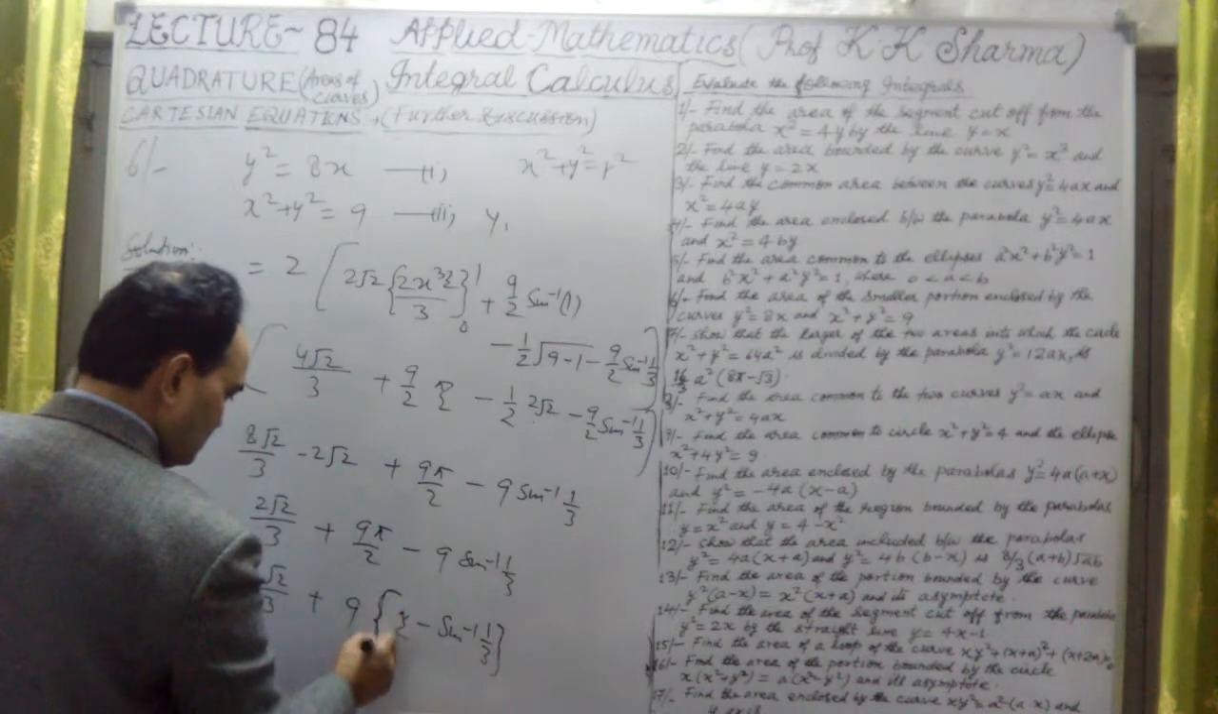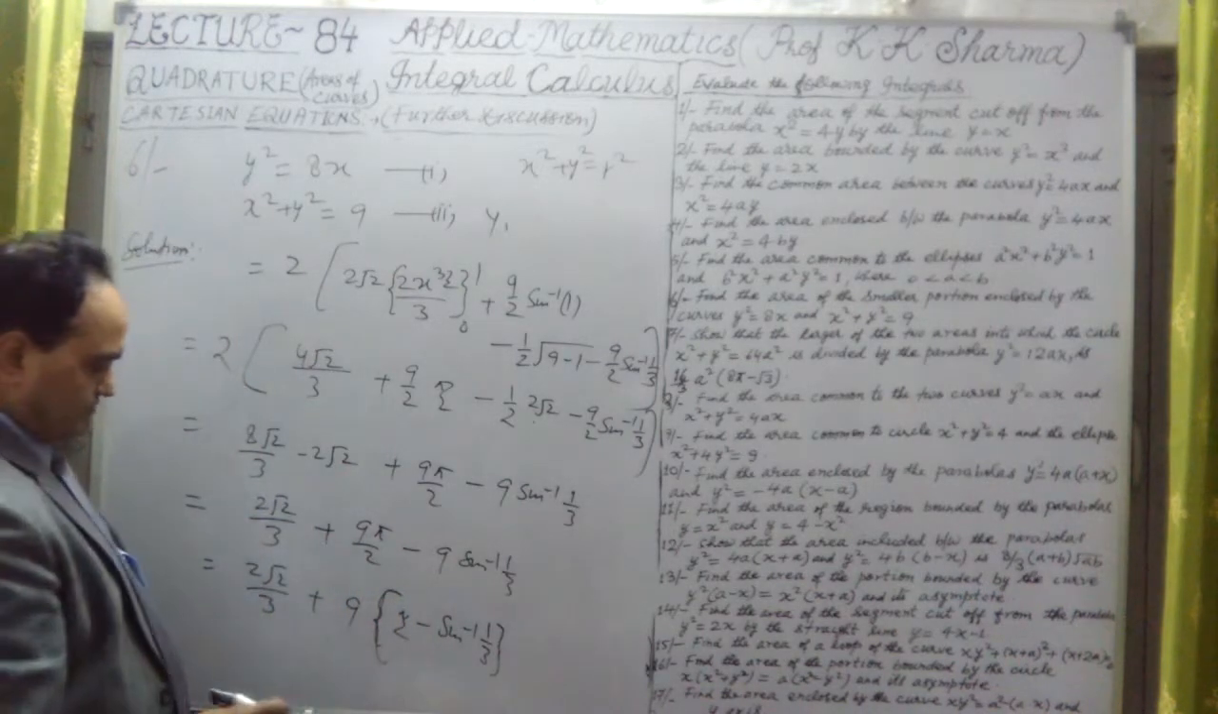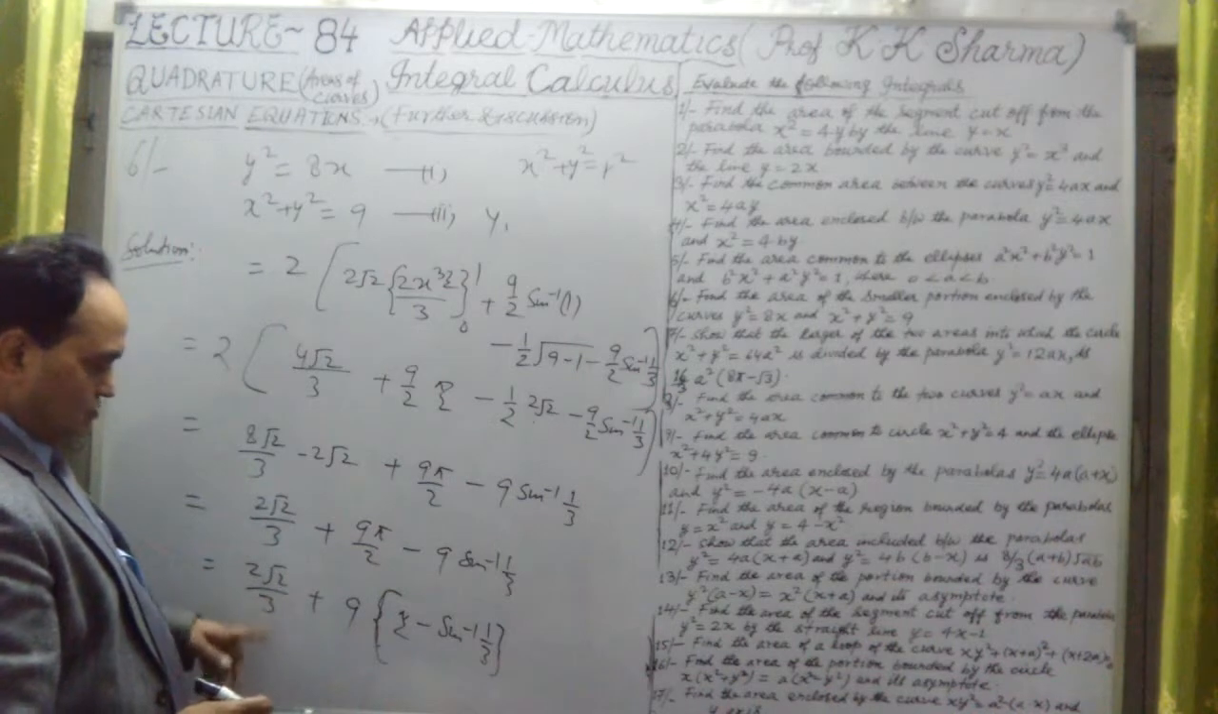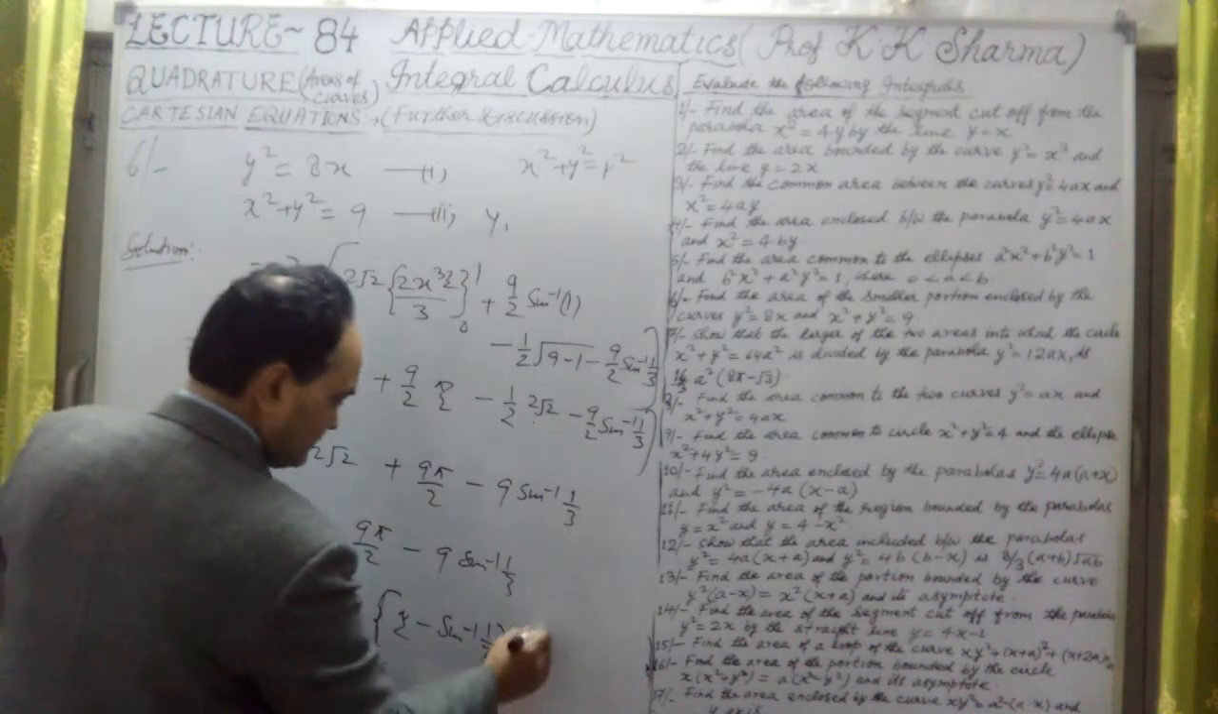Okay, or this can be written like this. This is the final answer. Alright, 2√2 upon 3. This is the final answer here.